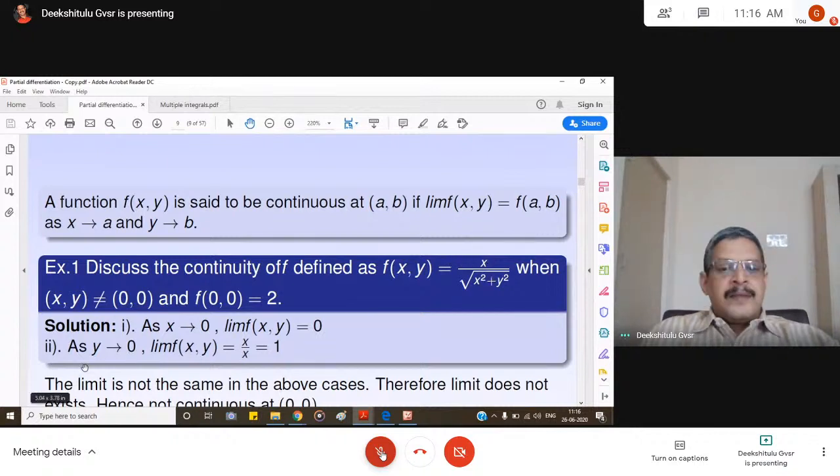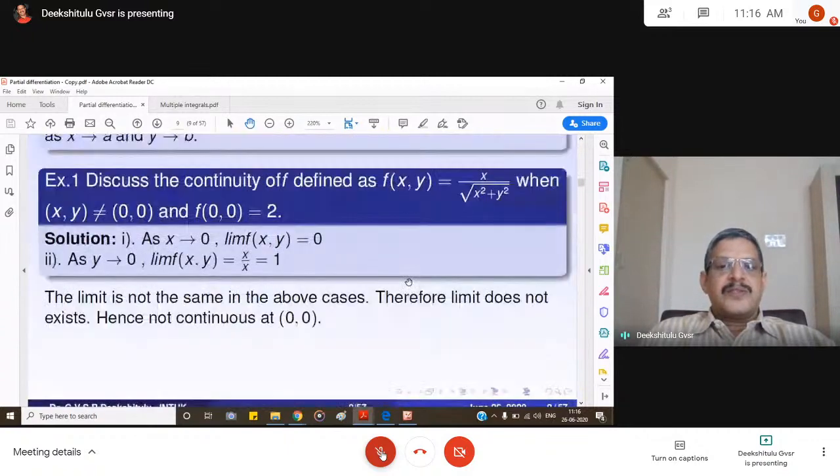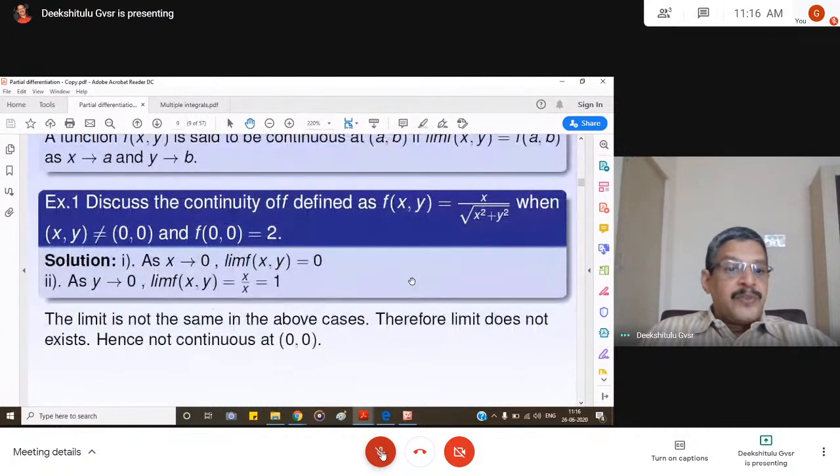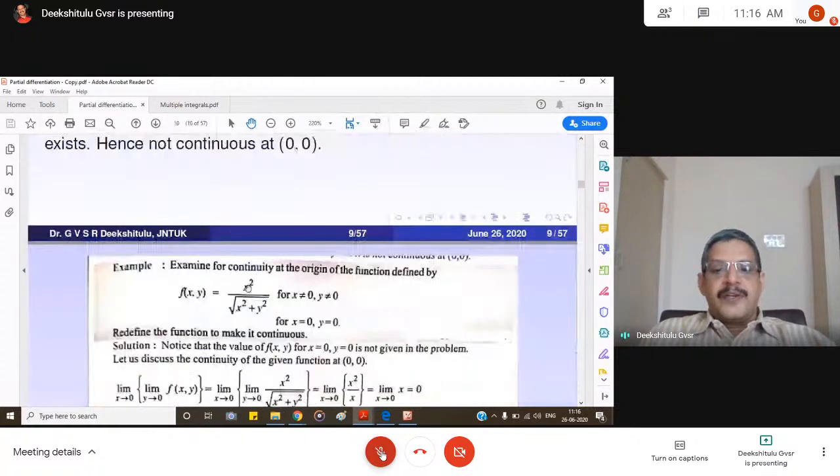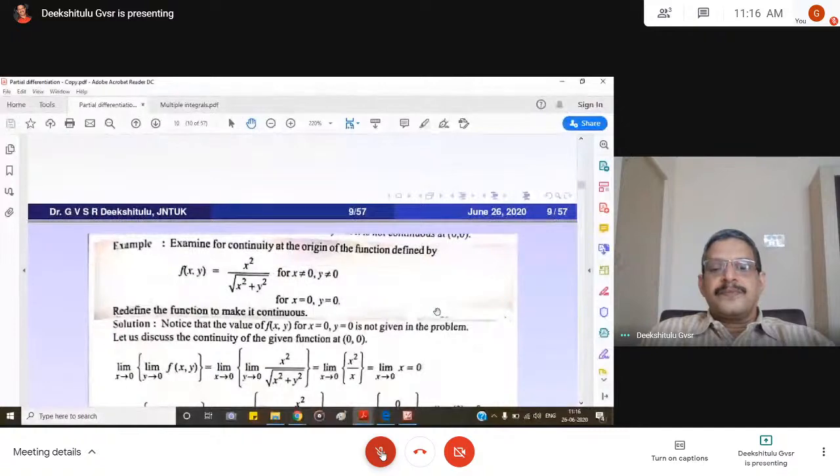Okay. The second case, y goes to 0. Limit of f of xy, what happens? X by square root of x square plus 0. Square root of x square is x, cancels. Limit is 1. Here the limit is 0, here it is 1. Limits are not the same, so limit does not exist. When the limit does not exist, there is no continuity, discontinuous function. Examine the continuity at the origin of the function defined, and so on.